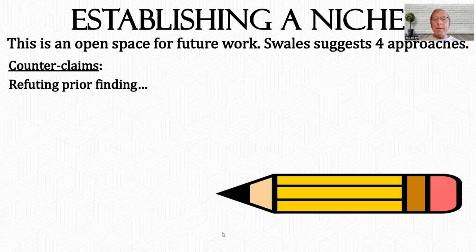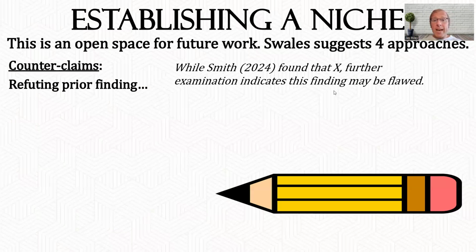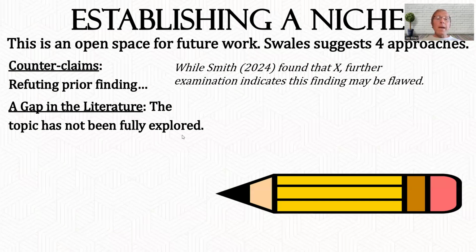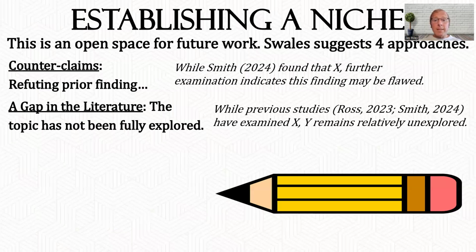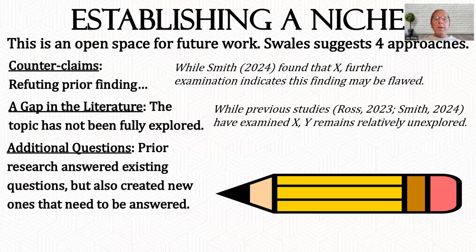So, one approach may be refuting prior findings. While Smith found X, further examination indicates that this finding may be flawed. We may want to explore a gap in the literature. This is going to be most common if you're pursuing a doctorate. You're going to find an area of the research that hasn't been fully explored. Previous studies have examined X. Y remains relatively unexplored.